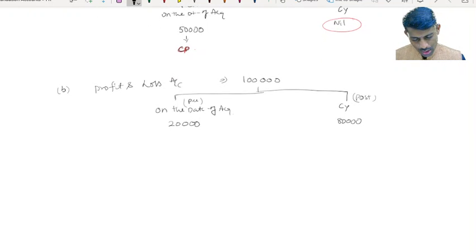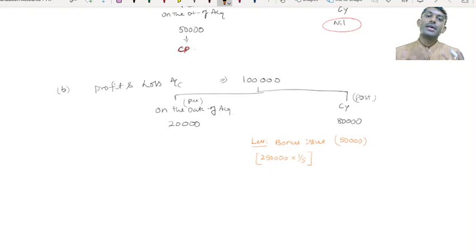Post-acquisition, 80,000. But out of that, my dear friends, they have clearly mentioned that out of post-acquisition, the company has declared a bonus issue. Less bonus issue, which is 2,50,000 into 1 by 5. That means 50,000 we would have utilized for bonus issue. They clearly said adjustment was not made. Therefore, what is your balance? 30,000.